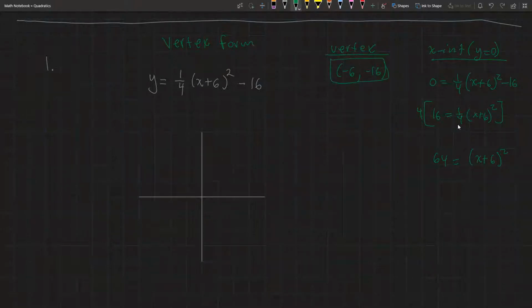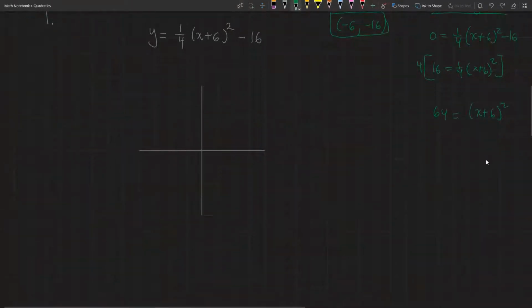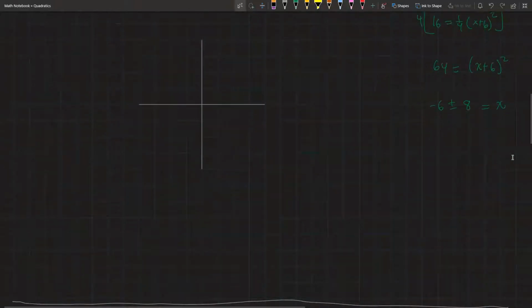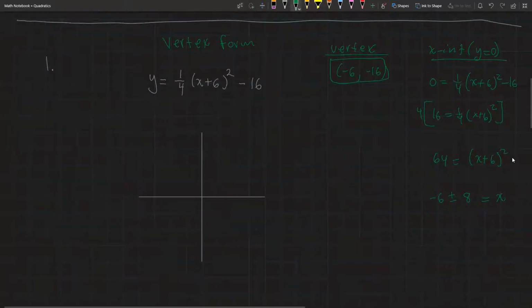We have 1 point. We're going to get 2 more. And from here, I want to skip the step. Take your own time to figure out how I get x is equal to negative 6 plus or minus 8. We undo the plus 6 by subtracting it. The two numbers that we squared to get 64 are positive or negative 8. There we go. So we can write this as negative 14, comma 0.